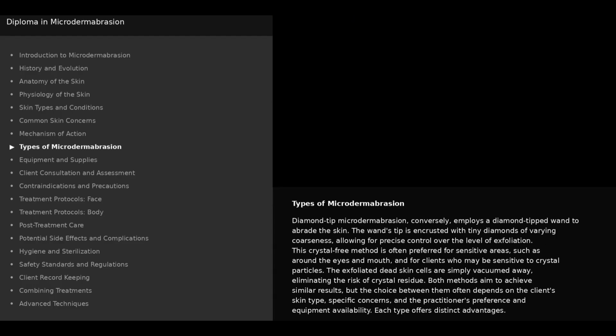Diamond tip microdermabrasion, conversely, employs a diamond-tipped wand to abrade the skin. The wand's tip is encrusted with tiny diamonds of varying coarseness, allowing for precise control over the level of exfoliation. This crystal-free method is often preferred for sensitive areas, such as around the eyes and mouth, and for clients who may be sensitive to crystal particles. The exfoliated dead skin cells are simply vacuumed away, eliminating the risk of crystal residue.